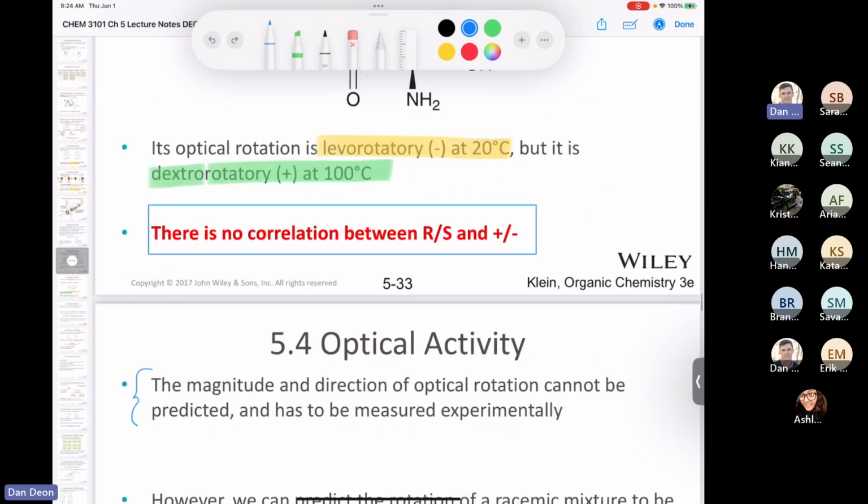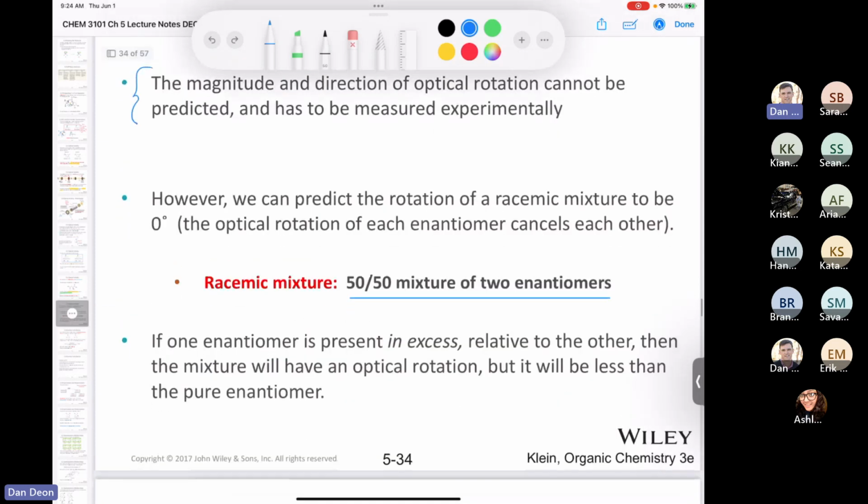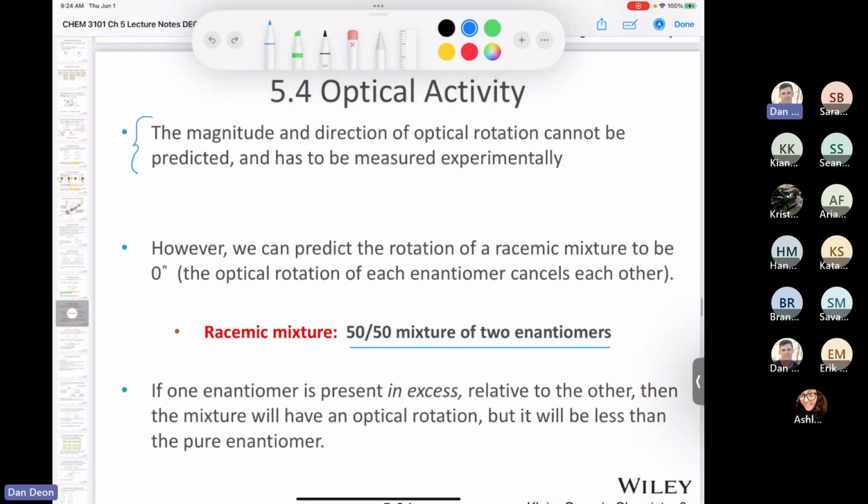So when you have a racemic mixture, I'll highlight it in yellow. A racemic mixture gives you an optical rotation of 0 because the two enantiomers cancel each other out. Rotation of a racemic mixture is 0.